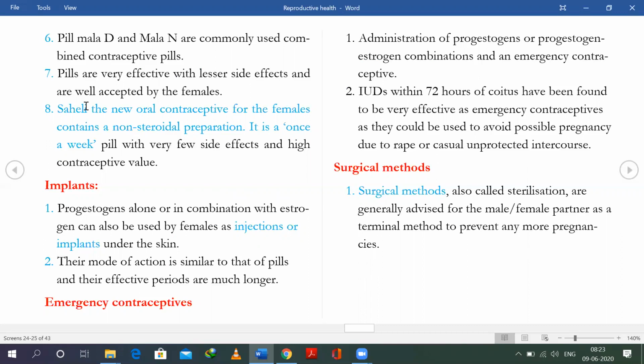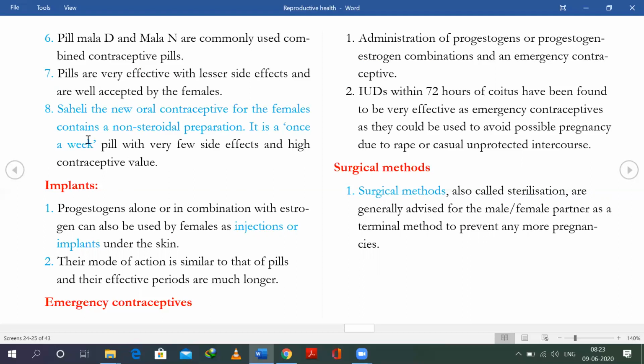And if you recall, we have discussed Saheli, which was developed by the Central Drug Research Institute. This is also an oral pill, and it is a non-steroidal preparation. What does that mean? Progesterone and estrogen are steroidal hormones derived from cholesterol, and this one is not a steroidal preparation. Unlike the steroidal pills, it is not taken for 21 days.